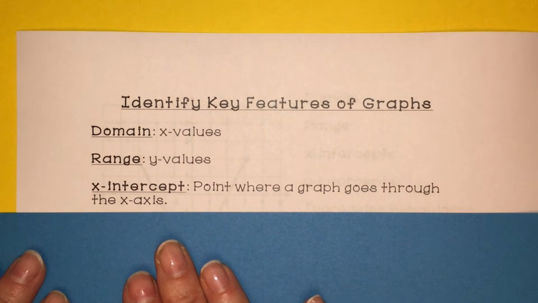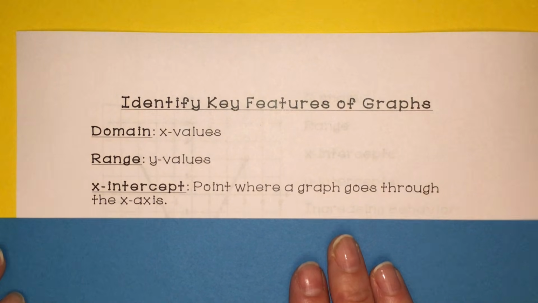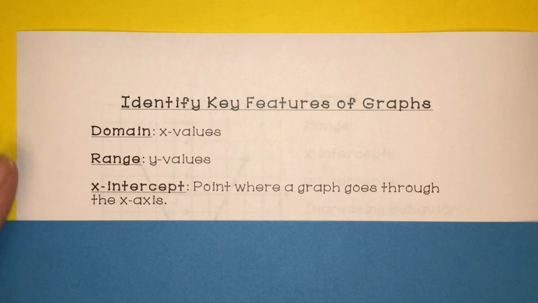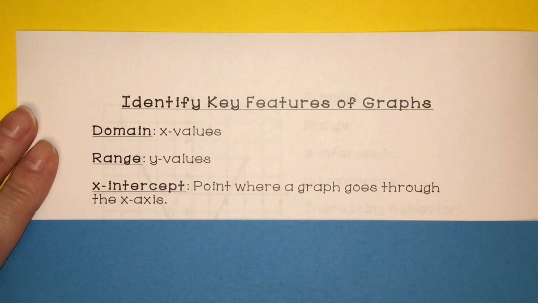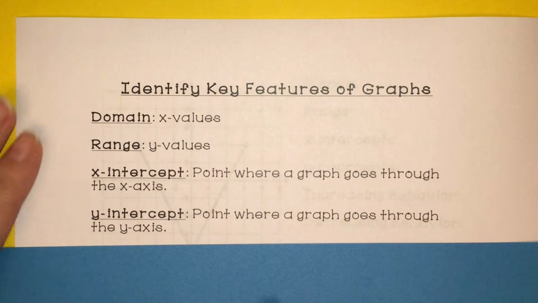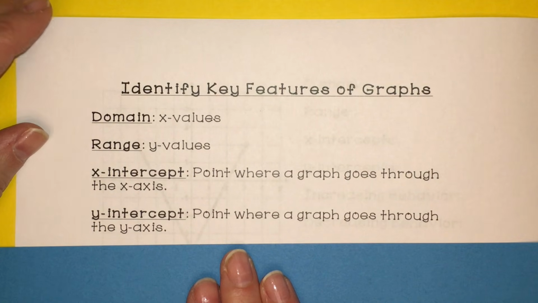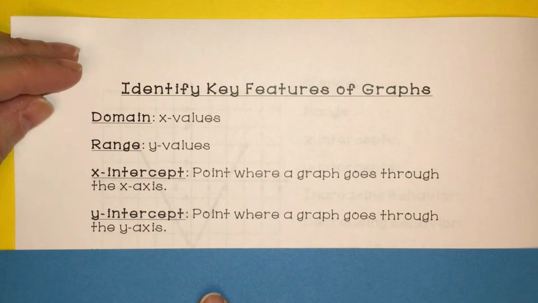X-intercept. So this is the point where a graph goes through the x-axis. So there can be more than one x-intercept. So it's at every single point where your graph goes through the x-axis. Same with the y-intercept. There can be more than one of these. It's the point or points where a graph goes through the y-axis.